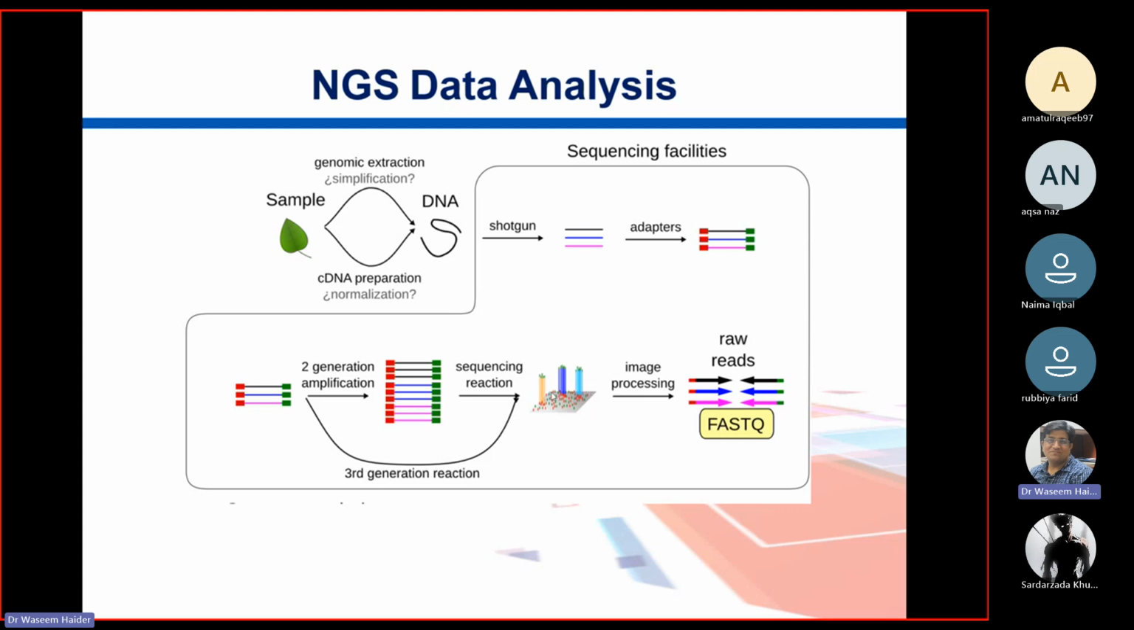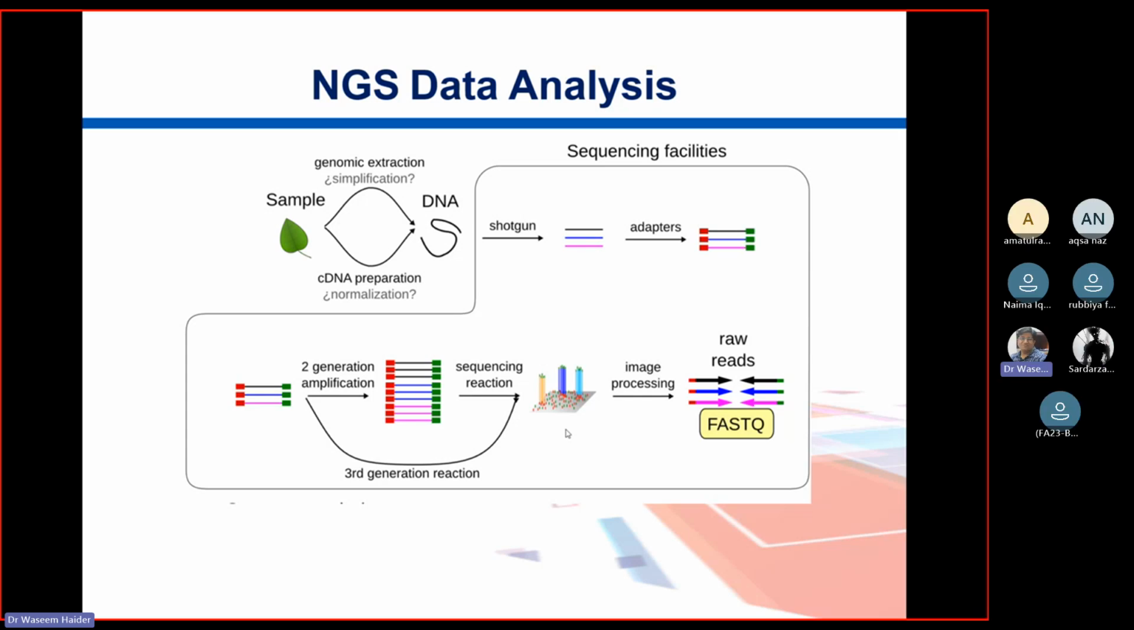We straight away go to sequencing reactions, and then this happens on instruments like flow cells or semiconductor chips, right? PTPs, picotiter plates. So these reactions happen over there, and then we get the images, and then the images are processed into the raw read data, right?